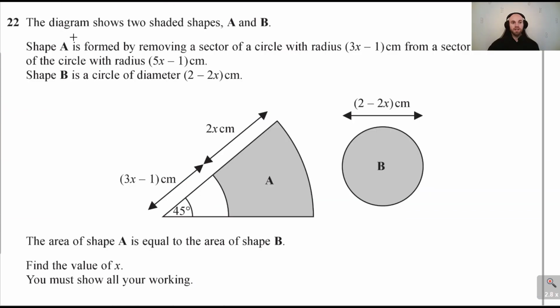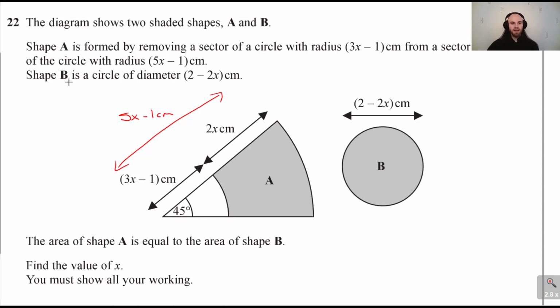Okay, so question 22. The diagram shows two shaded shapes, A and B. So you've got A here, B here, this circle. Shape A is formed by removing a sector of a circle with radius 3x minus 1, which is this sector here in white, from a sector of the circle with radius 5x minus 1, which would be this whole length. I'm just going to put that in now, just to make it a bit clear. This bit here. So we've got 3x minus 1 and 2x, and that is going to be, like it says in the question, 5x minus 1 centimeters.